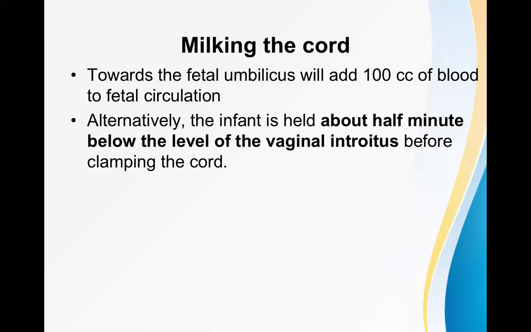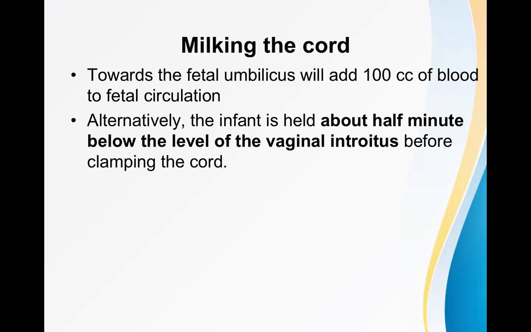You can do some alternative way also. After the baby is delivered, you have to lower the infant, or the body of the infant, lower than the vaginal introitus or the vulva of the mother. This means allowing some of the blood to enter the baby's circulation with the effect of gravity before you clamp the cord. So what is the principle behind it?